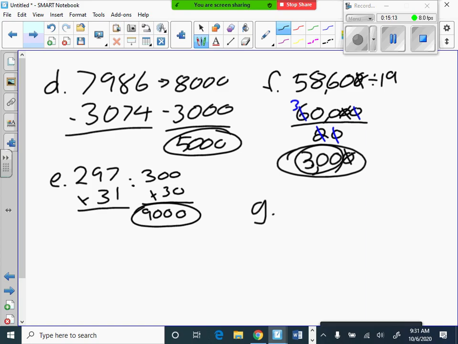G, last one. 12 and 1/4 divided by 3 and 7/8. What whole number does 12 and 1/4 round to, Sebastian? 12. What is 3 and 7/8 round to, whole number wise? Noah? What is it?